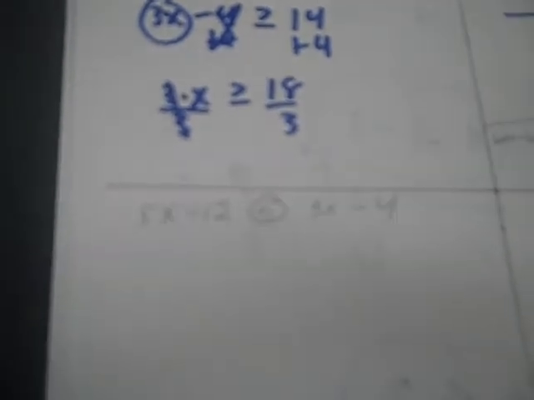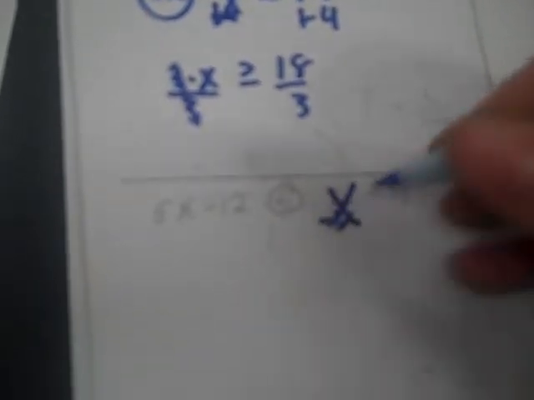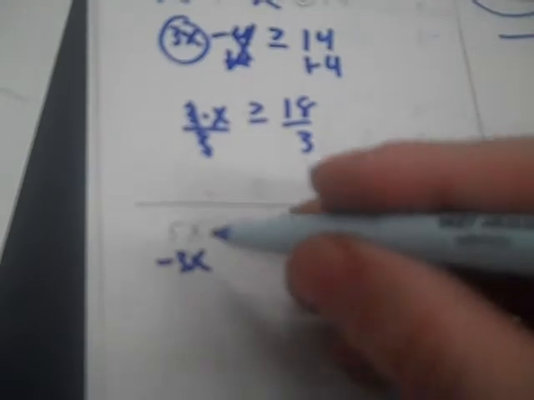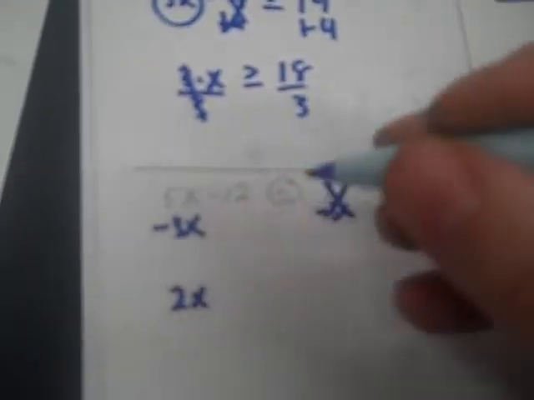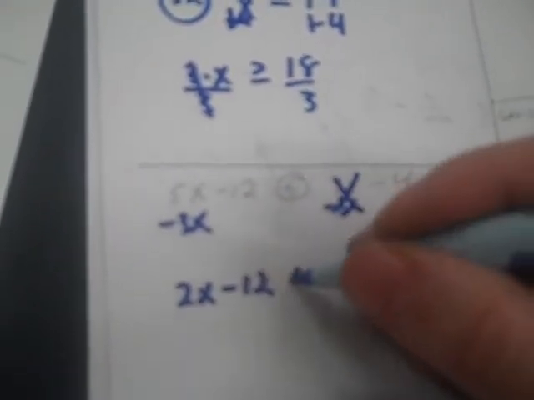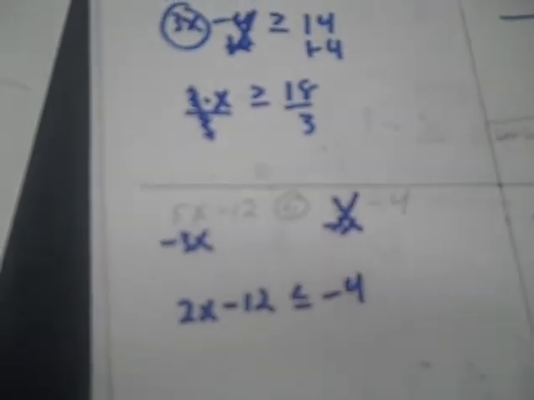Okay, next one. 5x minus 12 is less than or equal to 3x minus 4. You can't have any parentheses. We don't have any. You can only have one x. I got two of them, but this time they're not on the same side. They're on the opposite sides. So I switch the one on the right to its opposite. So I minus 3x, minus 3x. So 5x minus 3x is 2x minus 12, the sign, and negative 4.